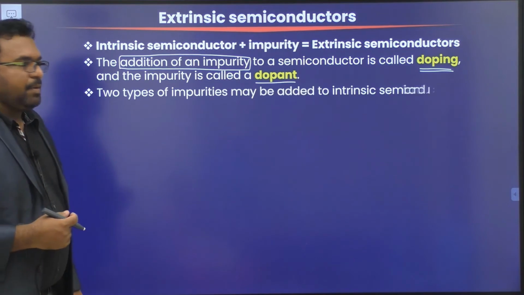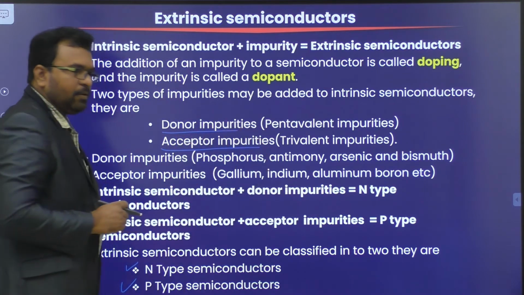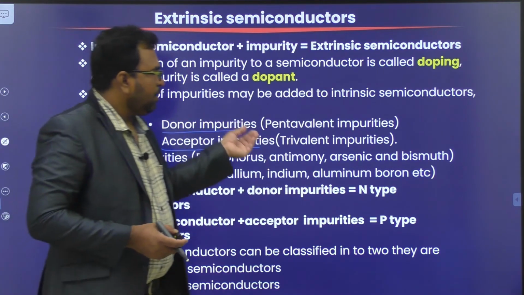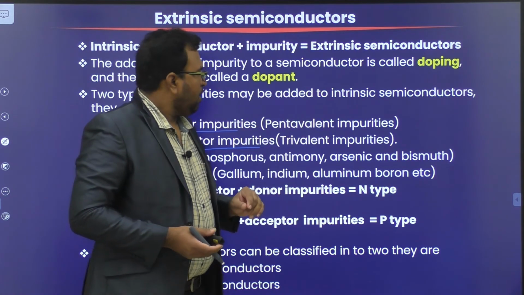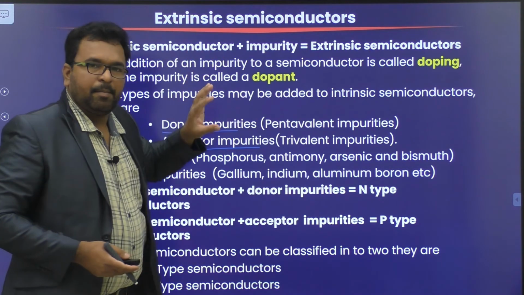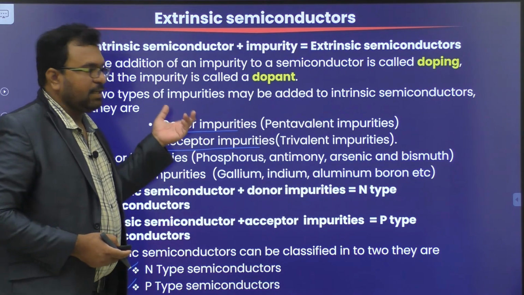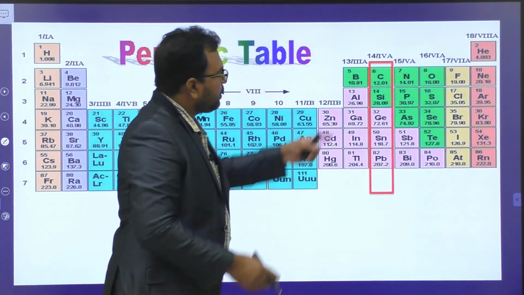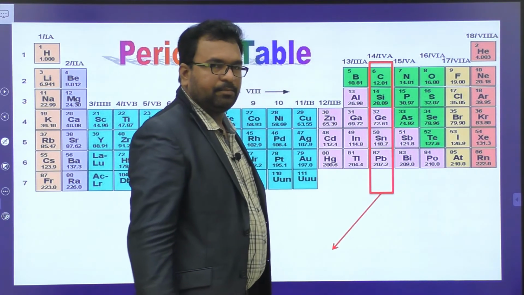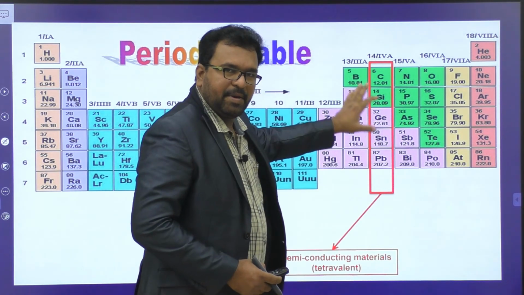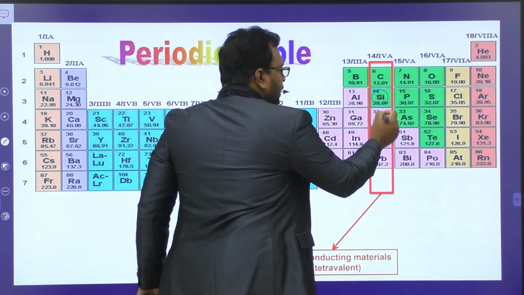Two types of impurities can be added to the intrinsic semiconductors: donor impurities and acceptor impurities. What are these donor impurities? Pentavalent impurities. And what are the acceptor impurities? Trivalent impurities. And what are intrinsic semiconductors? They are tetravalent. Silicon and germanium belong to the 14th column of the periodic table, and all these elements act like semiconductors. The most frequently used semiconductors are silicon and germanium.